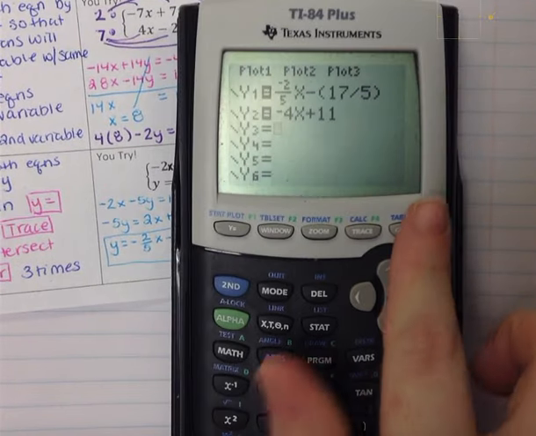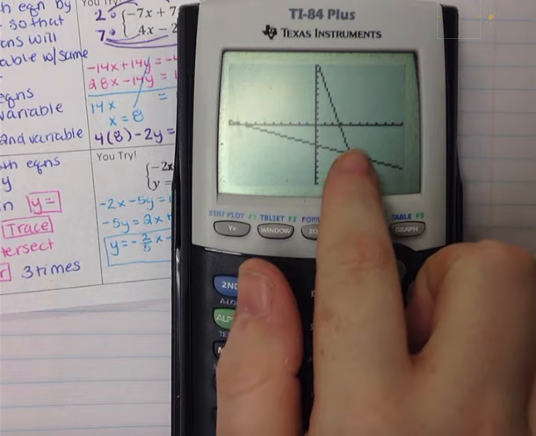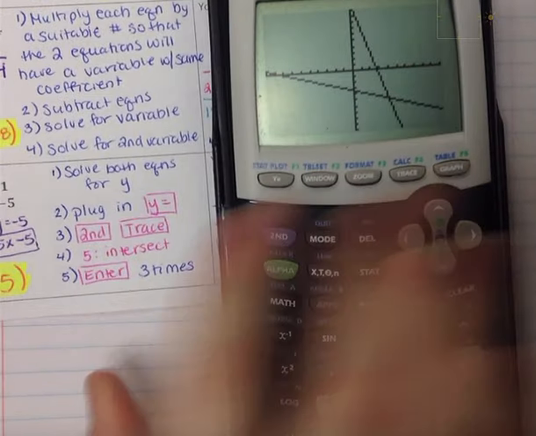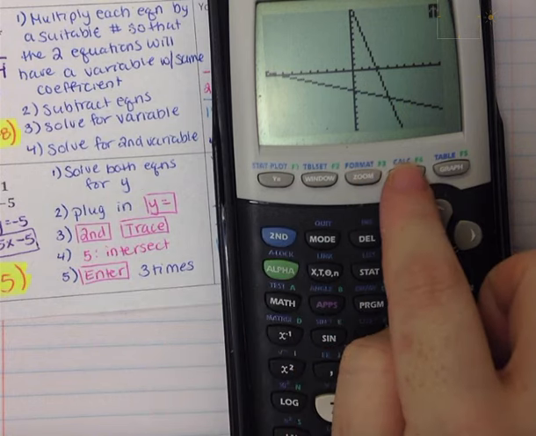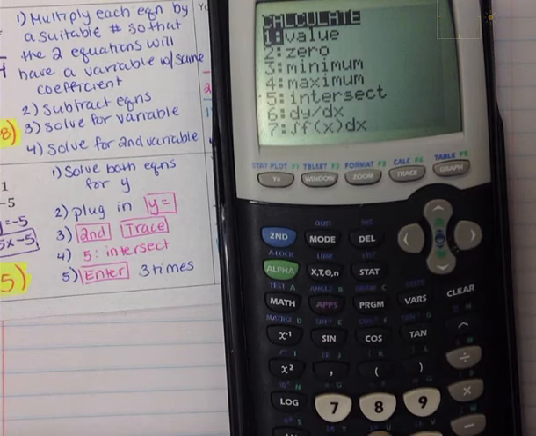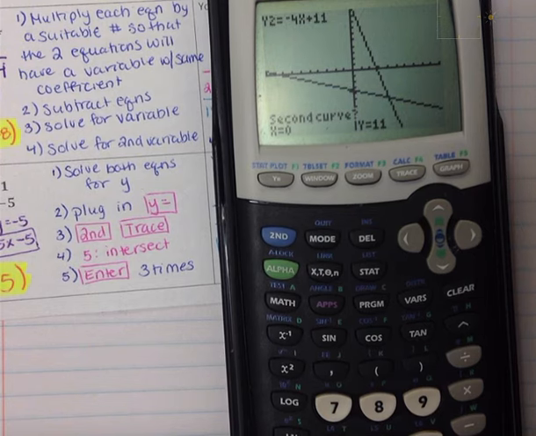So again, I'm going to press graph to see if I can see my two lines crossing. There's my first line. There's my second line. So I can see where they are crossing. So that means I can go and calculate the intersection. So again, I'm going to press second trace, so blue button, and then calculate. And I want to know where they're intersecting. So I can actually just press the number 5, and it goes to the graph. So first curve, second curve, guess. So enter 3 times. So 1, 2, 3.